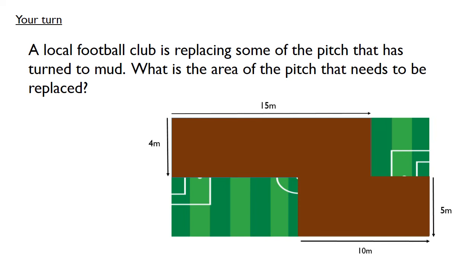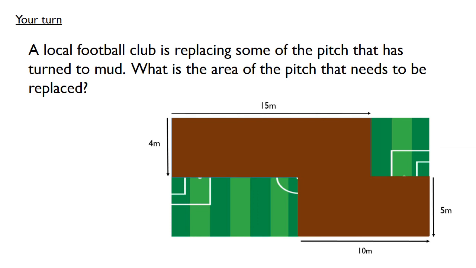So if we look at this picture here, we can see that it is a football pitch and we can see the brown area, which is the area that needs to be replaced. It needs to get some grass on it. So you can see that the brown area is a compound shape. It is a compound shape made up of two rectangles.